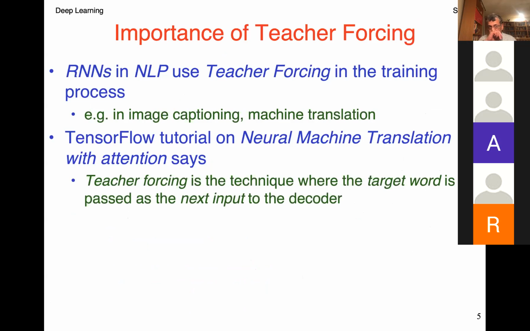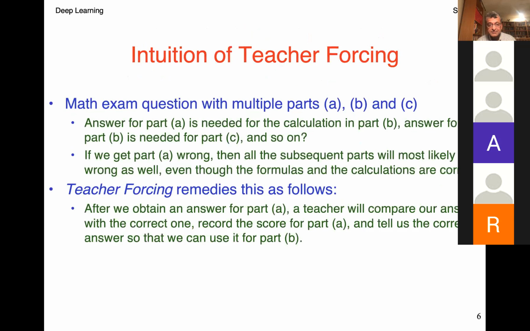All right. So this is an important concept. How important is this teacher forcing? RNNs in NLP use teacher forcing in the training process, in image captioning and machine translation. If you go to the TensorFlow tutorial on neural machine translation with attention, it's a very current topic, it says teacher forcing is the technique where the target word is passed as the next input to the decoder. So if you use their neural machine translation code using attention models, they're using teacher forcing. Okay, so this is motivation to say, hey, better look at what this is.